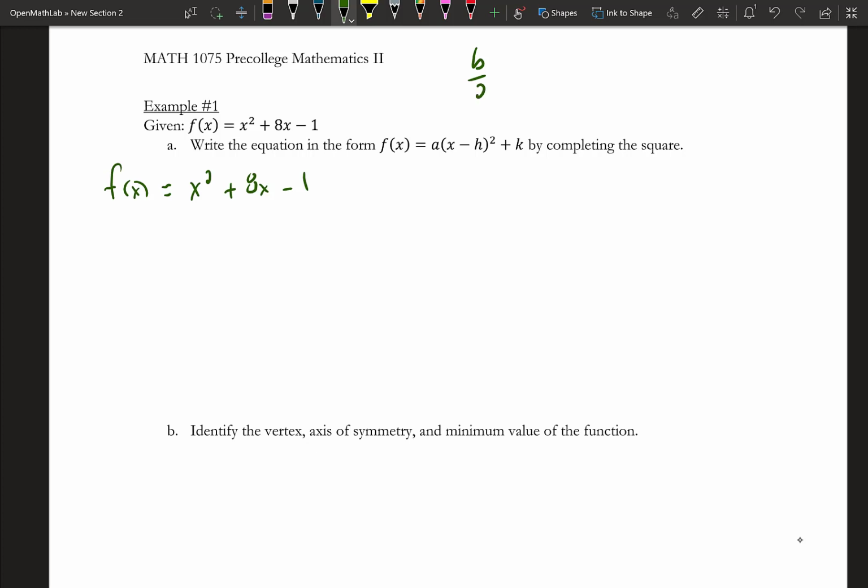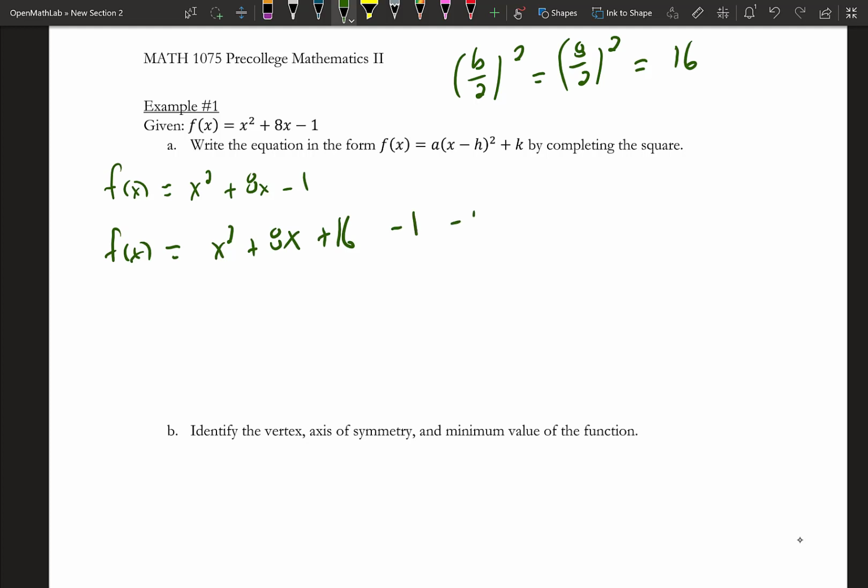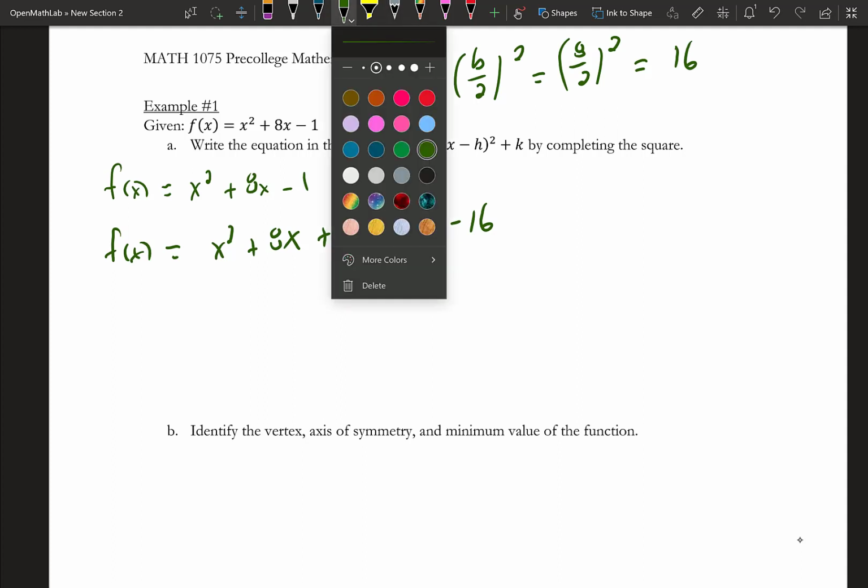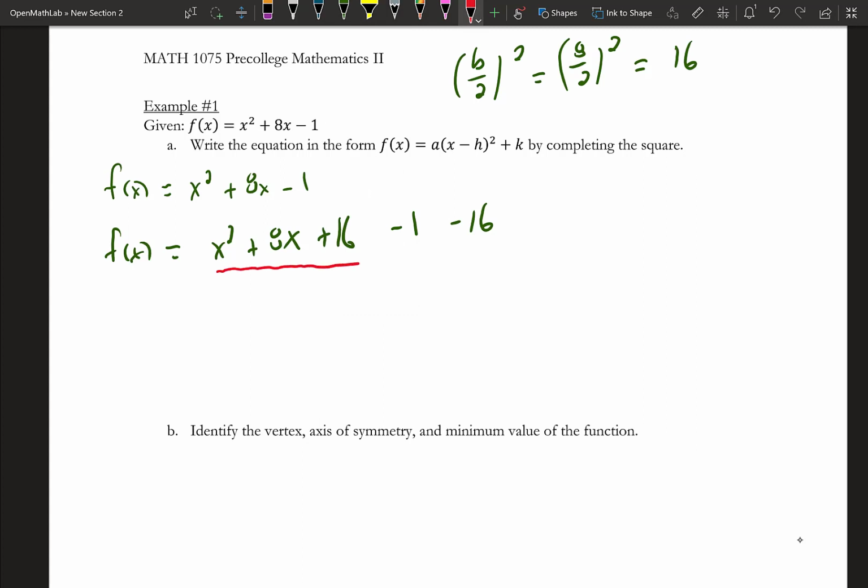Remember, I take b divided by 2, quantity squared. b in this case is 8, so 8 divided by 2 squared is equal to 16. In order to complete the square, I want this to be a plus 16. But I still have a minus 1, and since I added 16, I have to subtract 16 to keep it balanced. If I add 16 and subtract 16, I've essentially added 0, so I didn't change the function. But the part that I underlined is what's going to produce the perfect square.